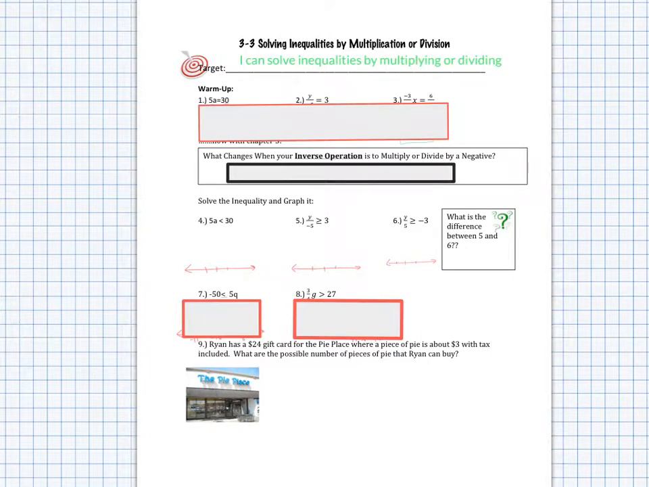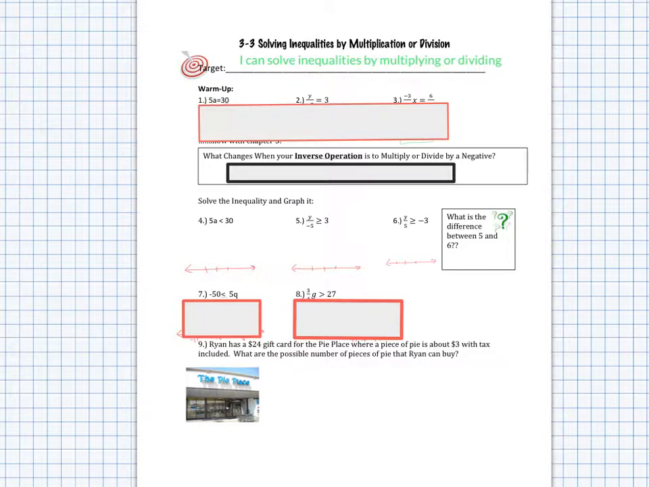In the last lesson, we focused on solving inequalities just by adding or subtracting. In this lesson, we're going to extend this so that you can solve inequalities by multiplying or dividing as well. So go ahead and write down that learning target. Try the 3 warm-up questions you see there that are just a review for Chapter 2, and then hit play when you're ready to resume.